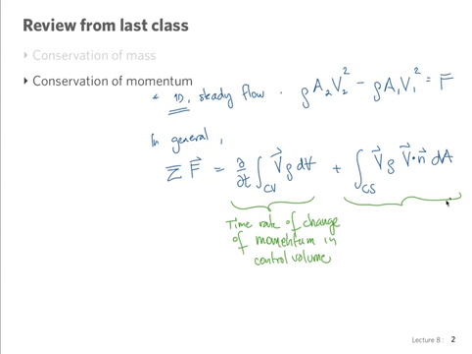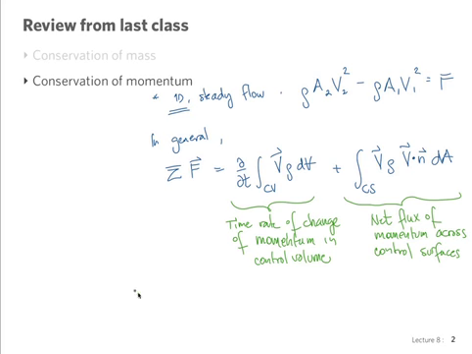And this other integral represents the flux, the net flux of momentum across control surfaces. So that's the interpretation. That's what those two integrals represent. And we're saying the time rate of change of momentum in the control volume plus the net flux has to be equal to any force that is being applied to the control volume.